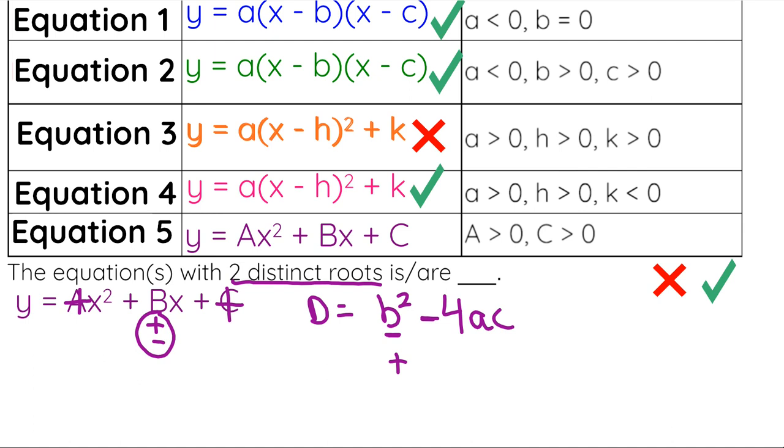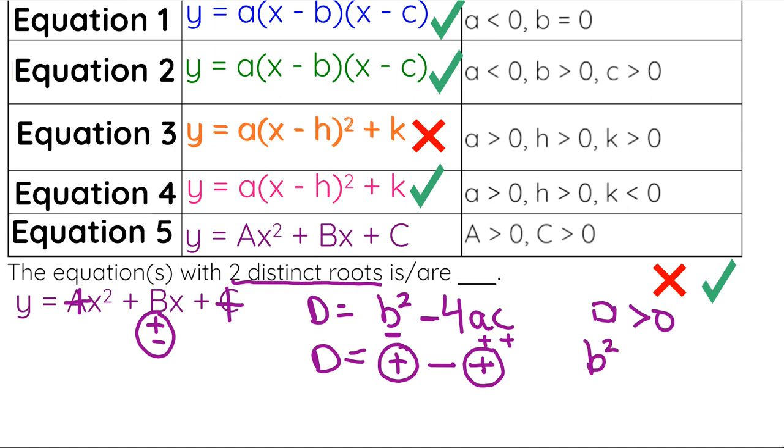Now I know that my a value is positive and my c value is also positive. So I am subtracting a positive number: 4 times 2 positives is also positive. To have two distinct roots, my discriminant has to be greater than 0. In other words, b squared minus 4ac has to be greater than 0, or b squared has to be greater than 4ac. To know if this is true or not, I really need to know more than just the sign of the number, whether it's positive or negative.